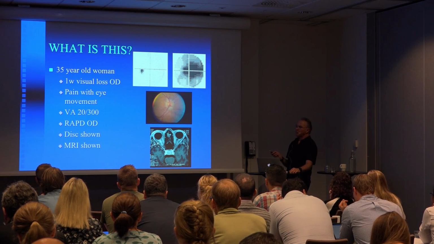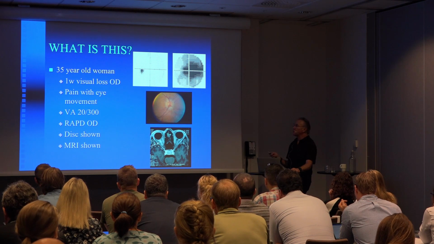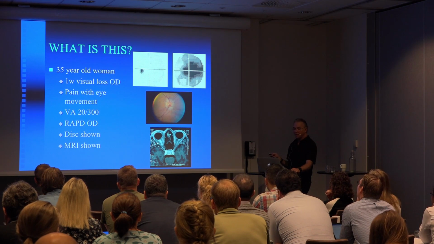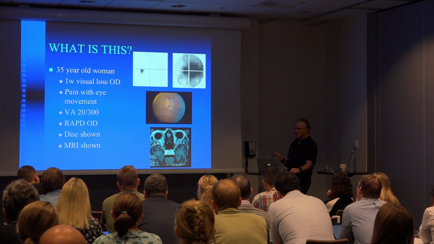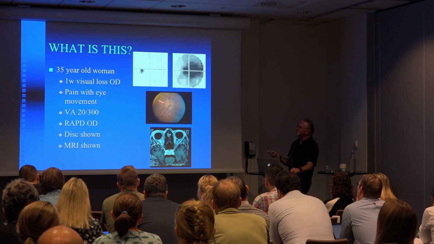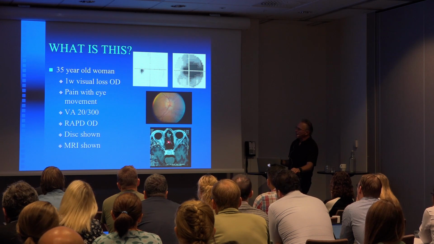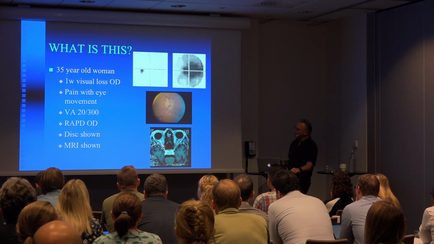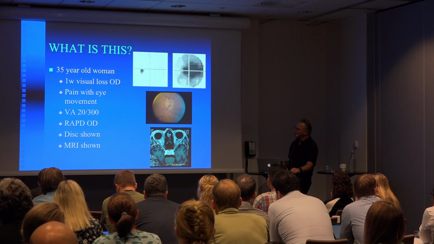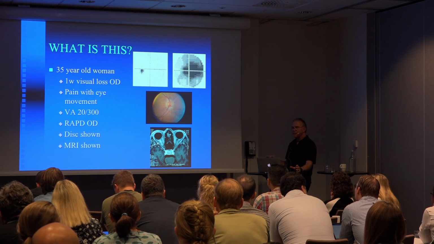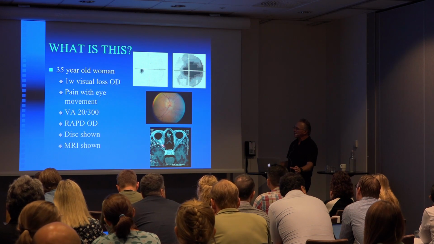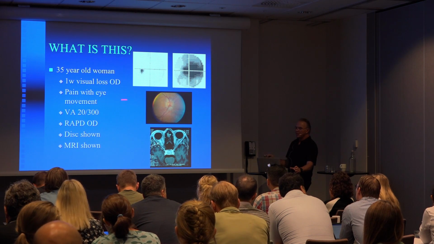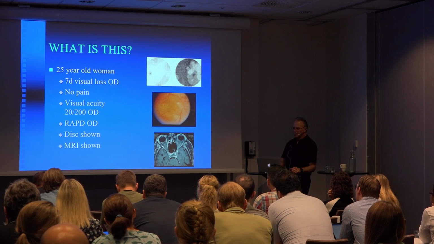A 35-year-old woman who's got a week of visual loss in the right eye, pain with eye movement, decreased acuity and central scotoma there with a relative afferent pupillary defect, a little bit of disc edema, and if you did an MRI, it would show this kind of a pattern. Enhancement of the optic nerve, not particularly dense white, not particularly large, but a little bit of enlargement and some enhancement of the nerve. So that's one scenario.